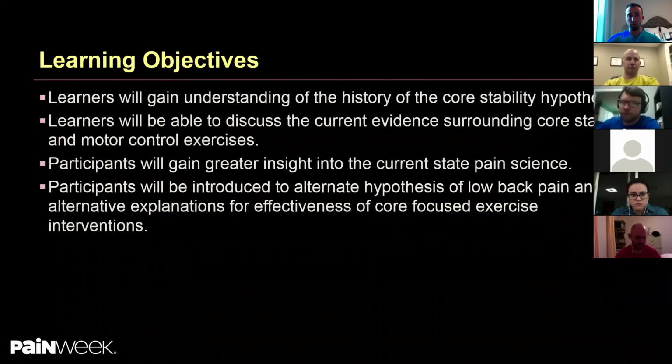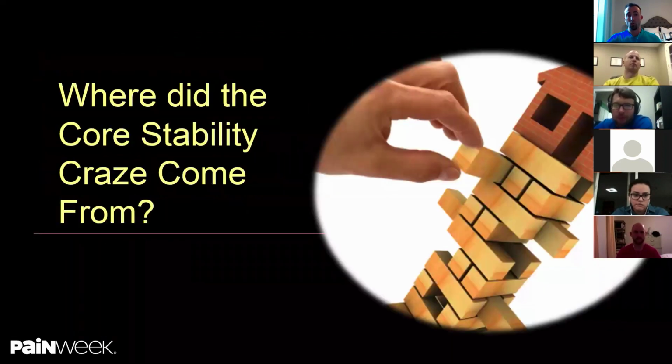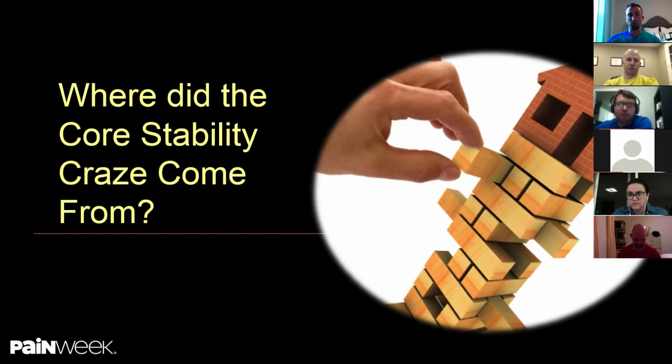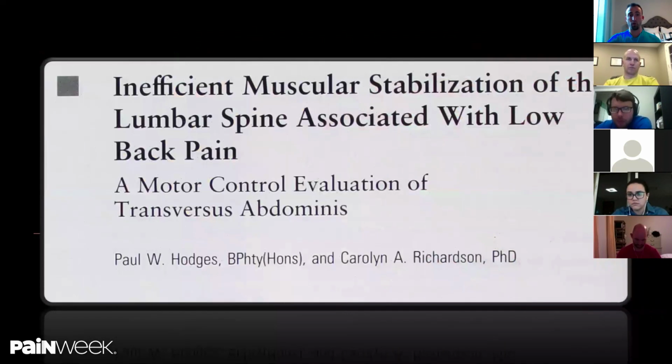So these are the objectives. Learners are going to gain a history and understanding about the core stability hypothesis, all the stuff that I just talked about. So where did the core stability craze actually come from? So as best as I can tell from talking to many people and reading quite a lot of the research, it for the most part originated in the early 90s with some research that Paul Hodges was doing. This is kind of a landmark study that really got the whole core stabilization buzz going.